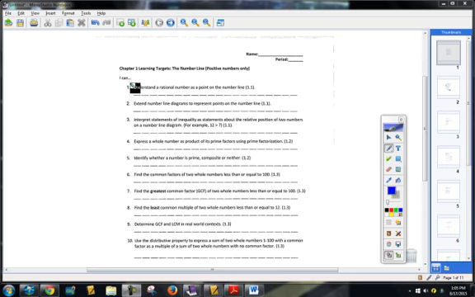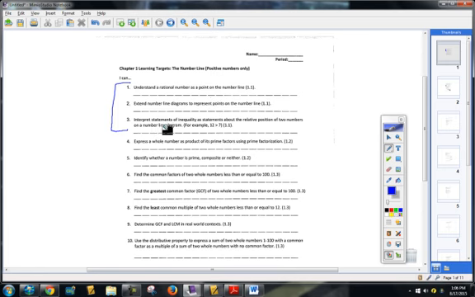Okay, so we're going to see if we can cover in this video these first three learning targets here. We're going to try to understand a rational number as a point on a number line. So you'll understand how to make a number line, I guess. It's pretty basic, you'll see, but they can get kind of tricky. And then we're going to extend number line diagrams to represent points on a number line. So we'll talk about that in a little bit.